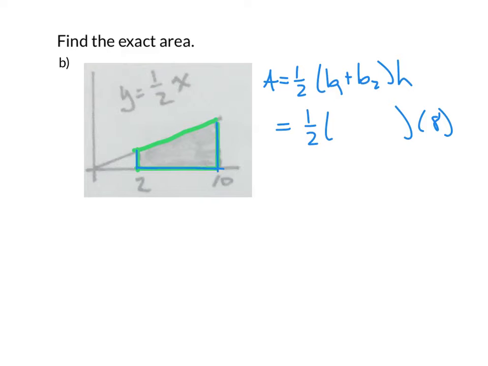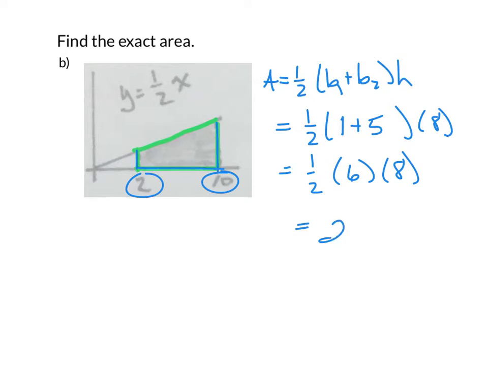So evaluating the function at 2, half of 2 is 1. And at 10, half of 10 is 5. That gives us the two parallel bases. So we have 1/2 times 6 times 8 leaves us with 24.